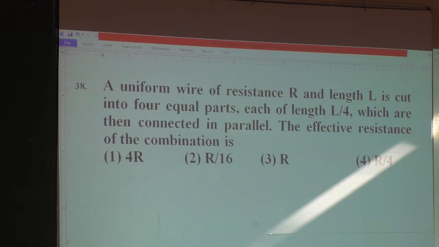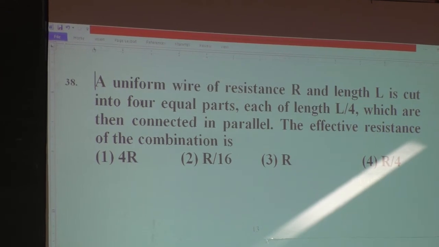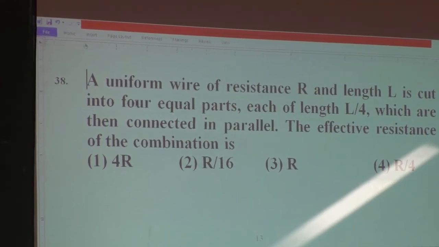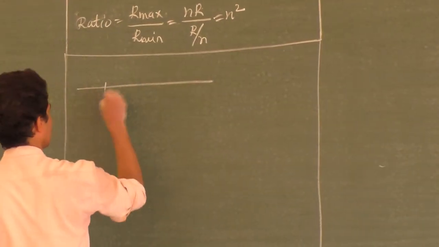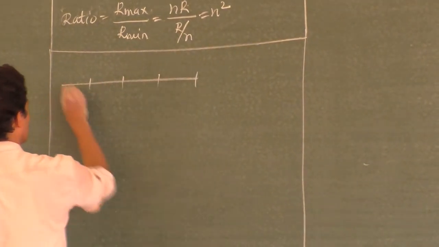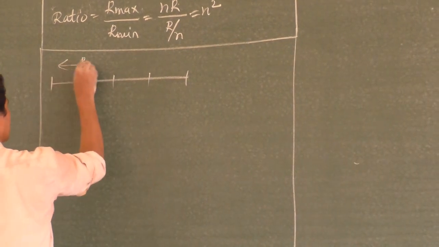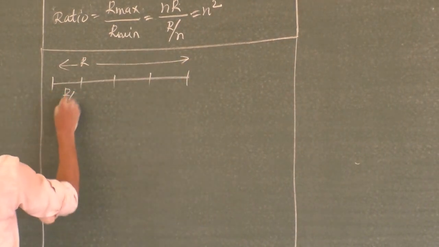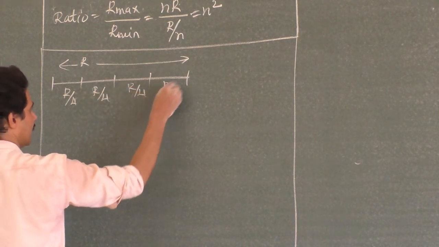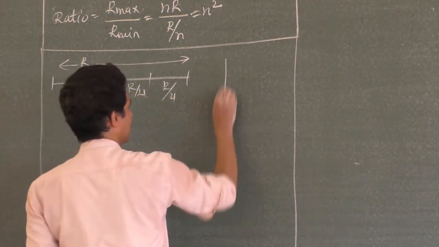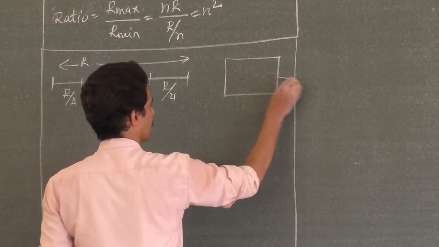Then what is the effective resistance? Each R by 4, 4 such resistors in parallel. So what is the effective? R by 4 by 4, right? Coming back to the board, when a wire of resistance R is cut into 4 equal parts, total resistance is R, it is equivalent to R by 4 in series. Now cut this and connect them in parallel, like this.